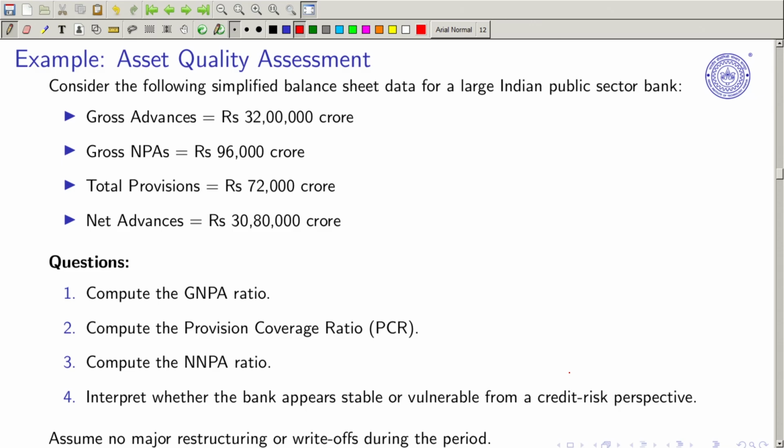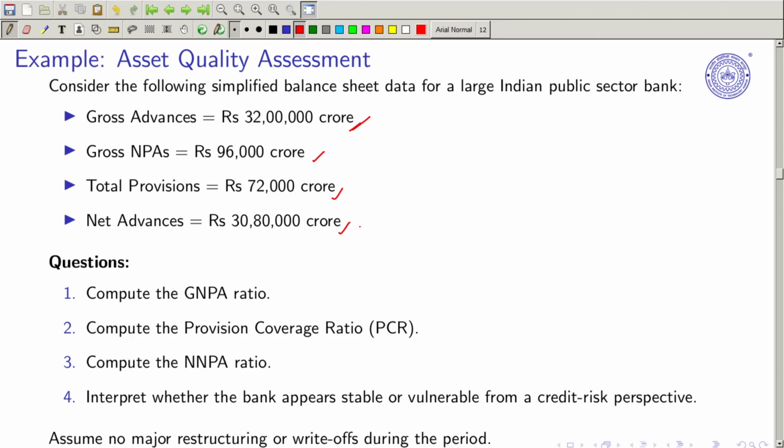So here we have an asset quality assessment. Consider the following simplified balance sheet of a large Indian public sector bank. Here we have the gross NPAs and gross advances. Gross NPAs are around 96,000 crore, against 32 lakh crore of advances, and then a total provision of 72,000 crore. Net advances, you can think of, are almost 3,80,000 crore.